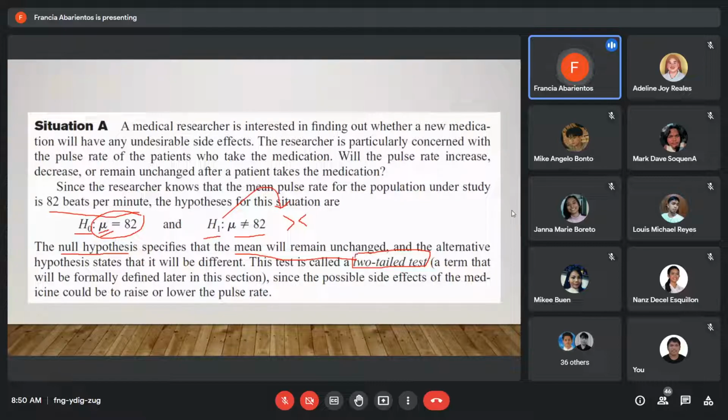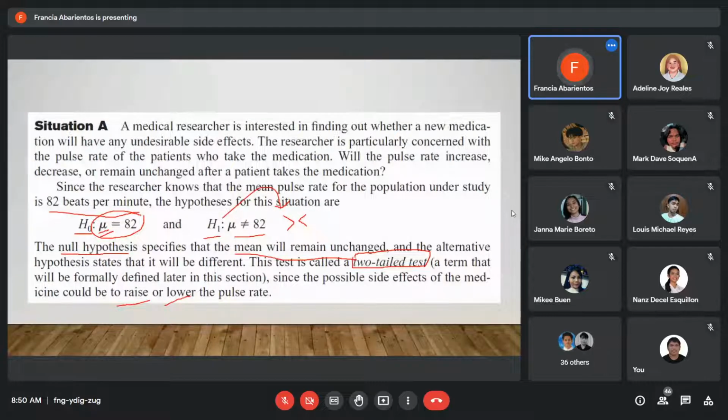Two-tailed, class. Why? Because that is a term that will be formally defined later in the section. Okay, I will define it later for you. Since the possible side effects of the medicine could be to raise or lower the pulse rate, this is an example of a two-tailed test.